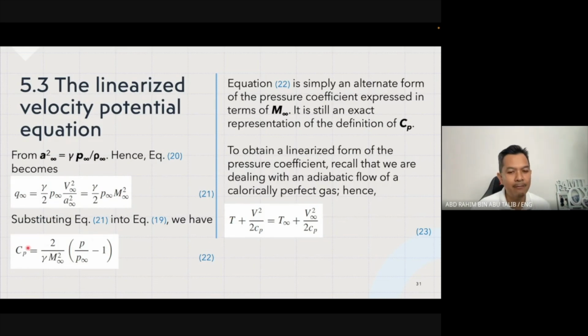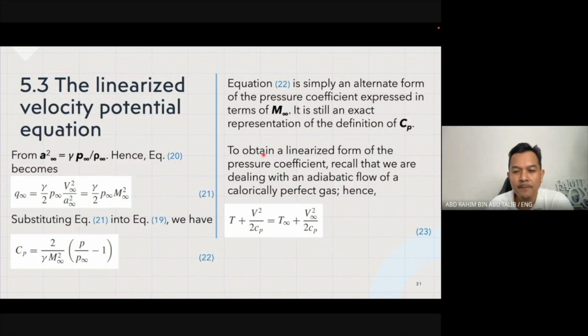So we will have equation 22: Cp equals 2 over gamma times the free stream Mach number squared, times the pressure divided by the free stream pressure, minus 1. Okay, so we call it equation 22. By the way, equation 22 is simply an alternate form of the pressure coefficient, expressed in terms of the free stream Mach number. It is still an exact representation of the definition of the coefficient of pressure, Cp.